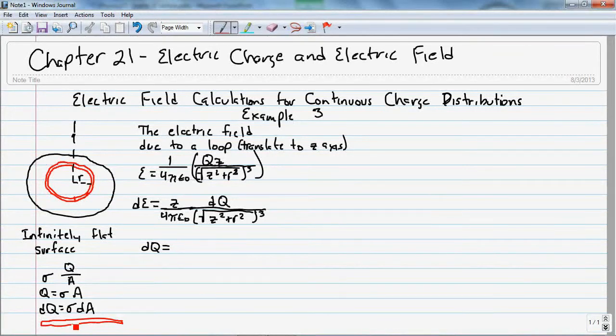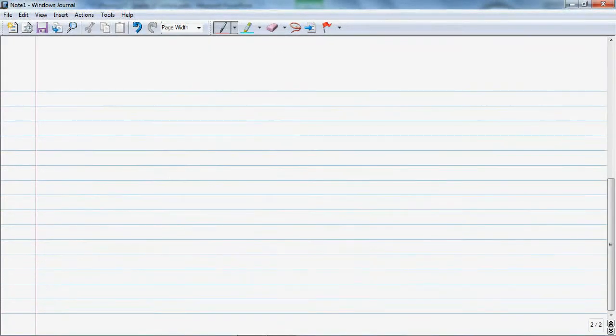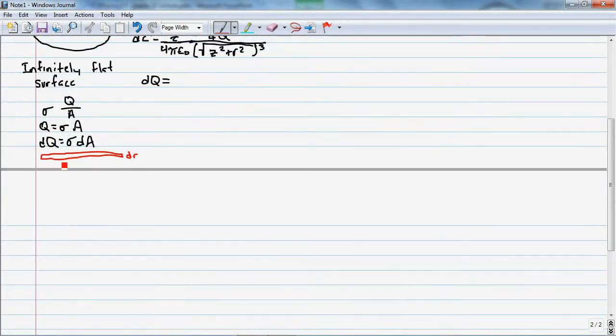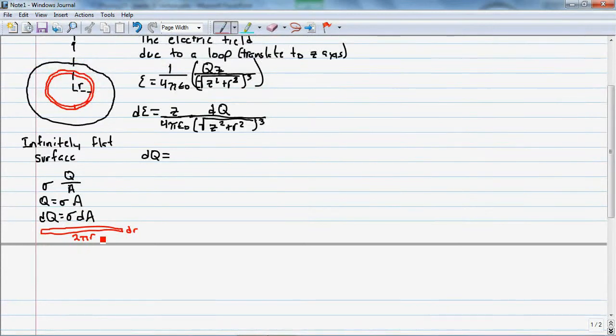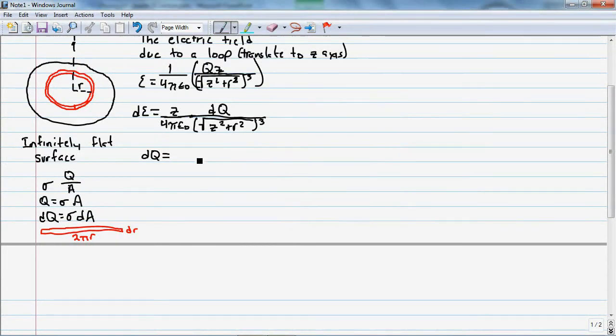If I cut this and string it out, if this was a rectangle, my drawing's not that great, well, this would just be the differential radius, and the length would be equal to 2 pi r. That would be my differential area there. So differential dq is going to be equal to sigma times 2 pi r dr.